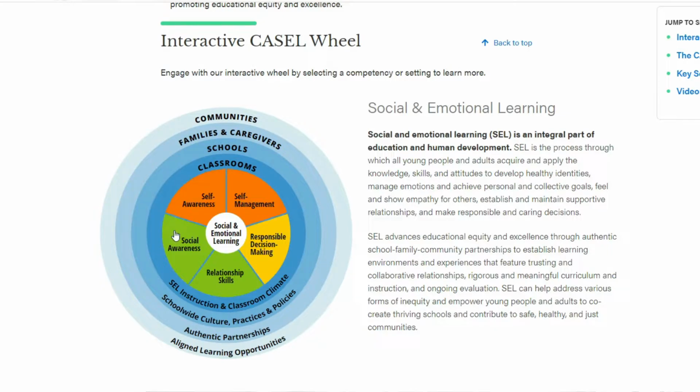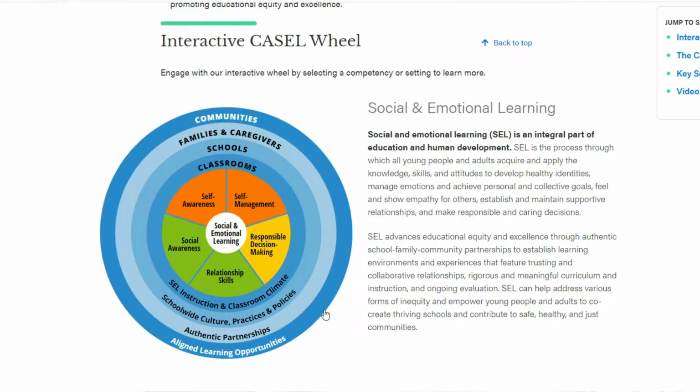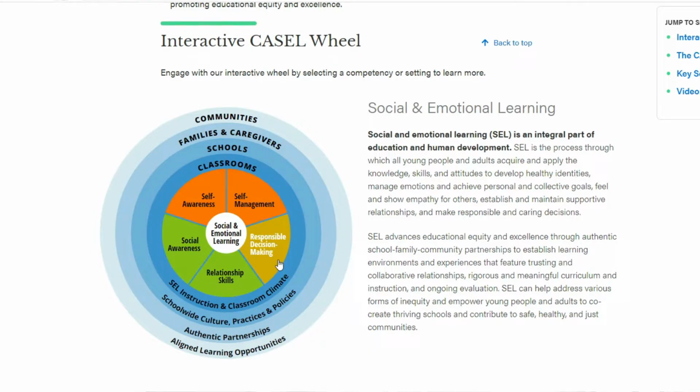And this leads us to the fourth one, relationship skills, which deals with forming and maintaining positive and healthy relationships. Finally, the last one is responsible decision making, which deals with understanding how to make ethical and constructive choices about one's behavior.